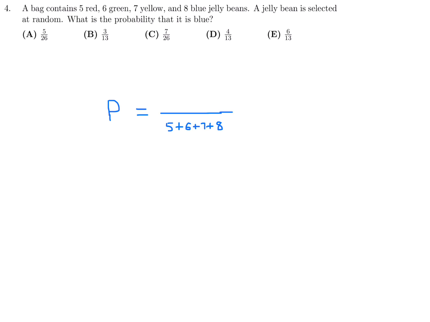And then the numerator is the specific condition of the question. And in this one, it's that the jelly bean is blue. And there's 8 of those. So therefore, that is our probability, 8 over that whole sum. So we got 8 over that sum, and that is equal to 8 over 26. So in lowest terms, this is 4 over 13. And that is, for number 4, choice D.